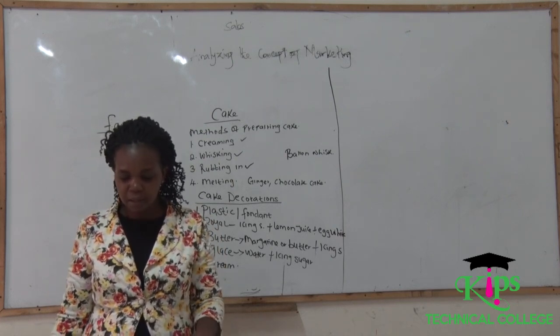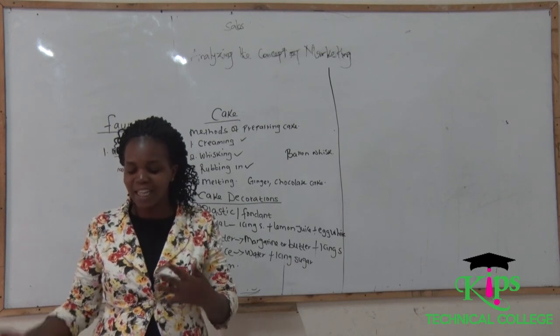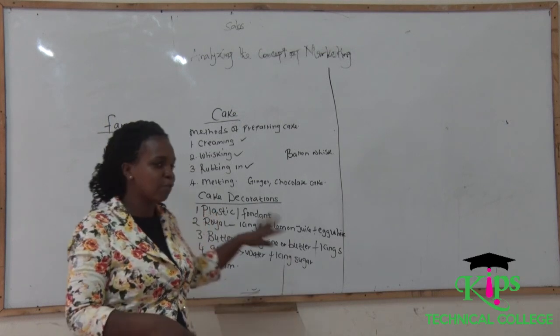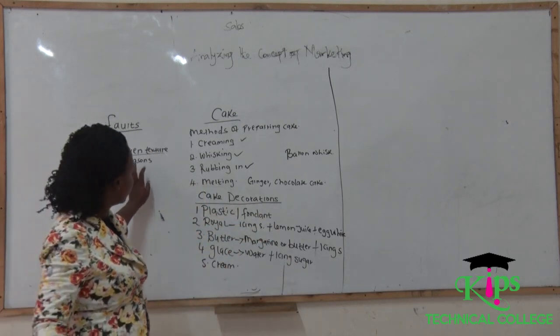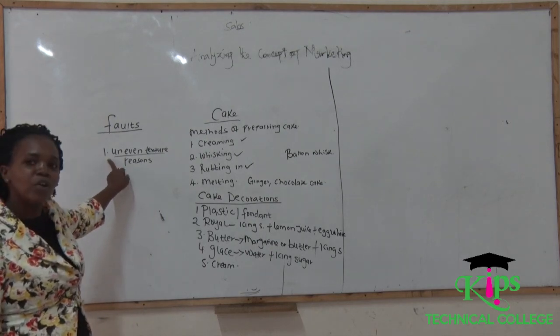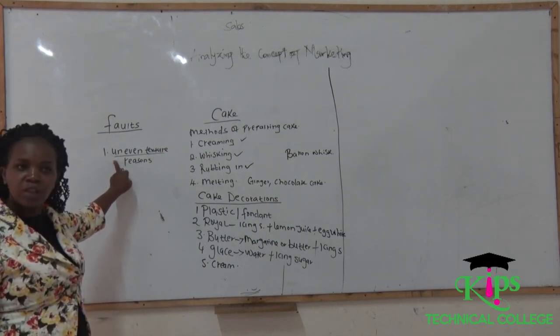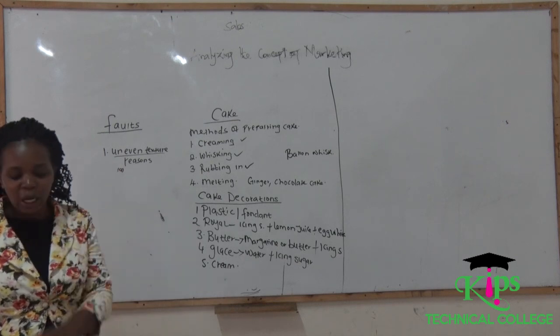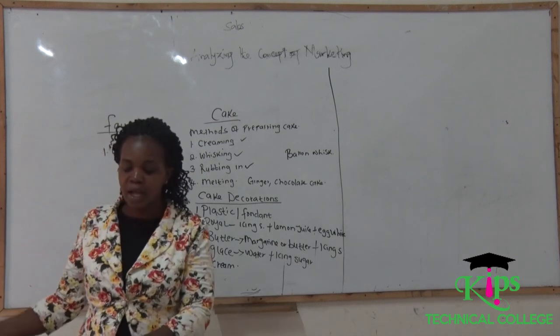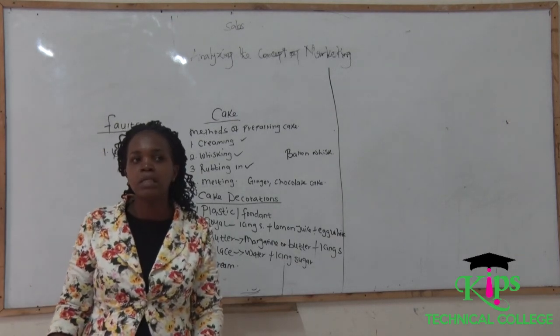So your assignment, can you now write the remedies of these faults? What can you do to ensure that maybe your cake will not have an uneven texture? What can you do to ensure that your cake has not cracked? What can you do to ensure that the fruits in your cake have not sunk?